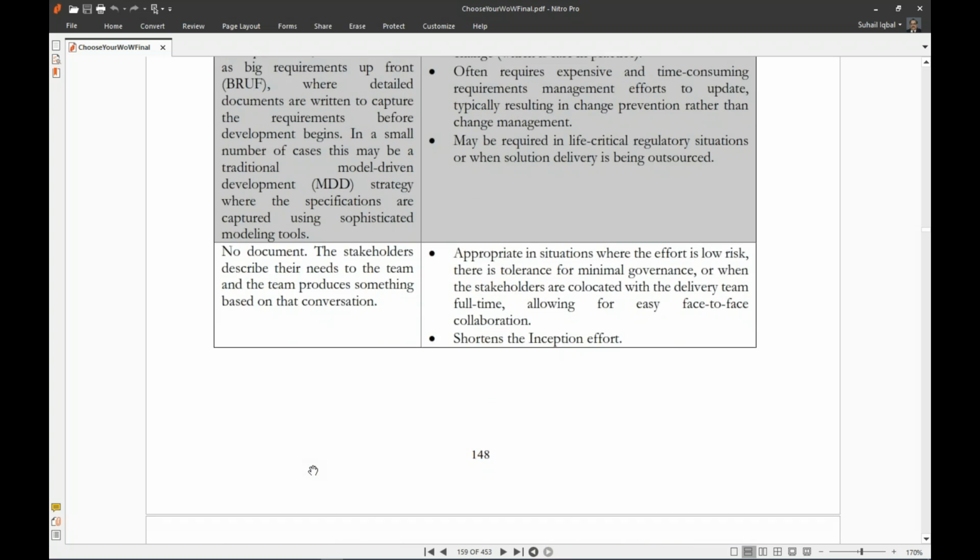And the last point is no document. The stakeholder describes their needs to the team, and the team produces something based on complete magic. So appropriate in situations where the effort is low risk.